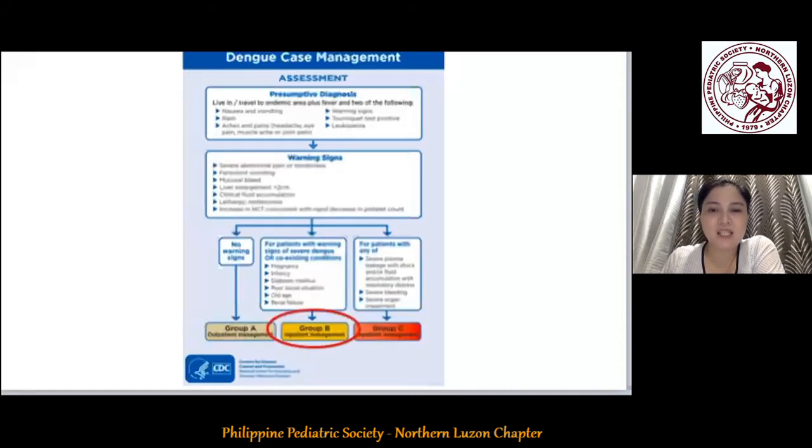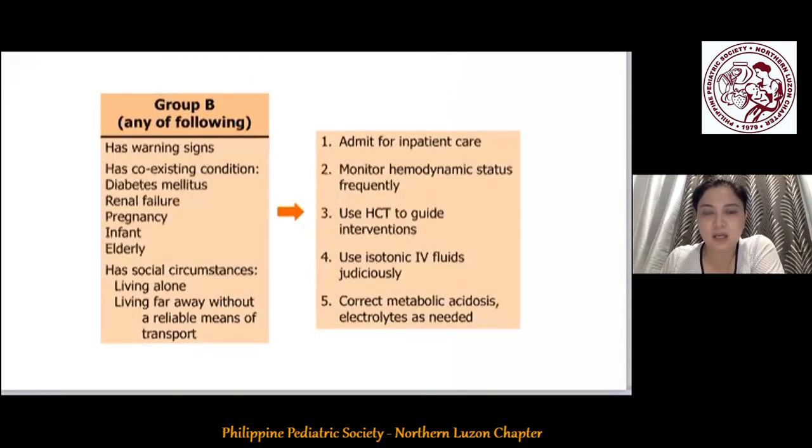Group B patients are those with warning signs and coexisting medical conditions. And also they have social circumstances like living alone or living far away without a reliable means of transport. So what should be done? You have to admit them, monitor their hemodynamic status, and correct metabolic acidosis or electrolytes as needed.